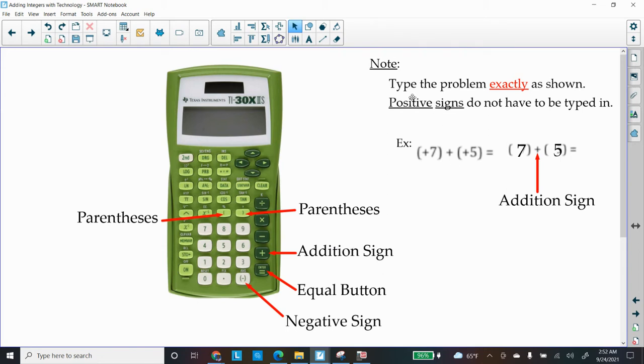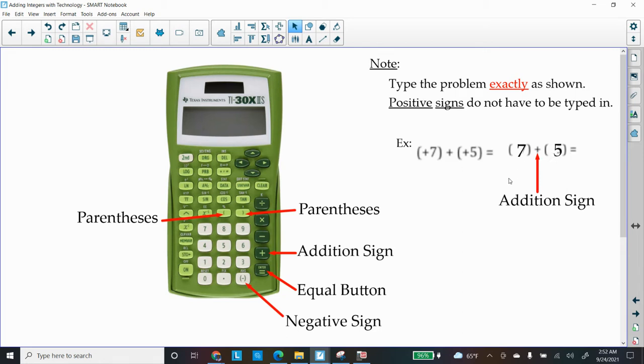So the key thing you should note is to type the problem exactly as shown into your calculator. Positive signs do not have to be typed in, by the way. For example, we have positive 7 plus positive 5. So I don't have to write the positive for the 7, but I do have to have the addition sign between the two numbers, and I didn't even write the positive sign for the 5.